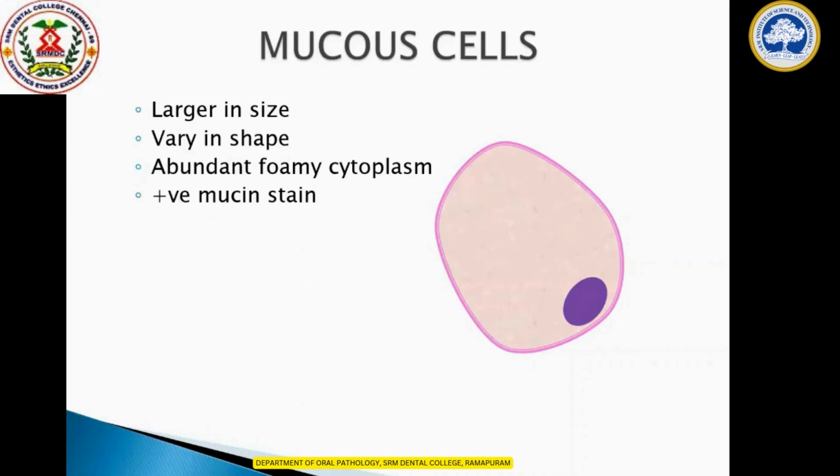So they can be seen lining the cystic spaces or as clusters of mucus cells in the tumor surrounding connective tissue. And the mucus cells will be positive for your mucicarmine stain. Because it contains mucin, it will be positive for your mucicarmine stain and your periodic acid Schiff stain, or the PAS stain, because it contains a lot of mucin within the cytoplasm.